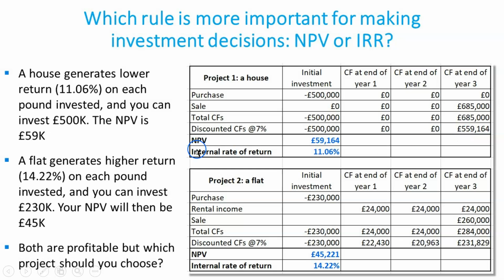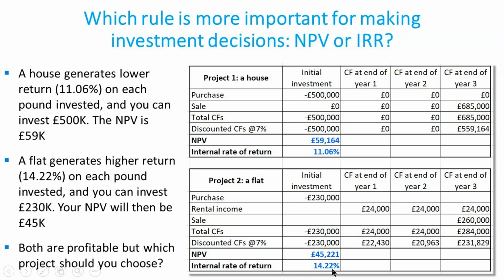Generally, these two tables show cash flows for both projects. So these numbers in blue show net present value for each project, 59,000 and 45,000 pounds. And both tables also demonstrate internal rates of return. What you can see here is that internal rate of return for the house, project 1, is 11%, while internal rate of return for the flat is more than 14%. So the house seems to be more profitable from net present value point of view. However, the flat generates a higher return in percentage terms.